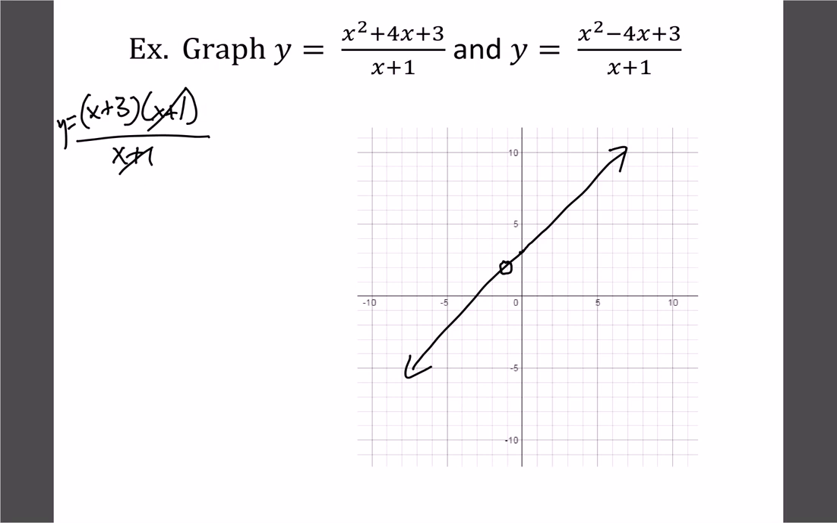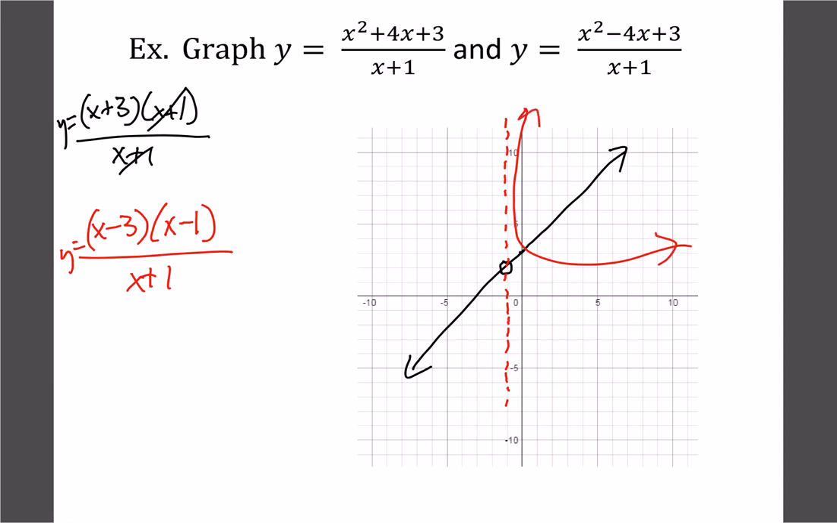I'll do this one in red. So we factor the second one, we'd have x minus 3 and x minus 1 as our factors over x plus 1. So in this case, there's nothing that cancels. So we would have a vertical asymptote at -1. And we just have to draw the graph, and if I remember right, it looks something kind of like that. And that's it. So obviously they're two different graphs, even though they look the same, one having a plus, one having a minus makes a way different graph.